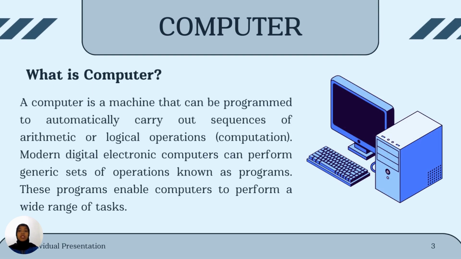A computer is a machine that can be programmed to automatically carry out sequences of arithmetic or logical operations. Modern digital electronic computers can perform generic sets of operations known as programs. The programs enable computer to perform a wide range of tasks. The term computer system may refer to a nominally complete computer that includes the hardware, operating system, software, and peripheral equipment needed and used for full operation, or to a group of computers that are linked and function together, such as computer network or computer cluster.